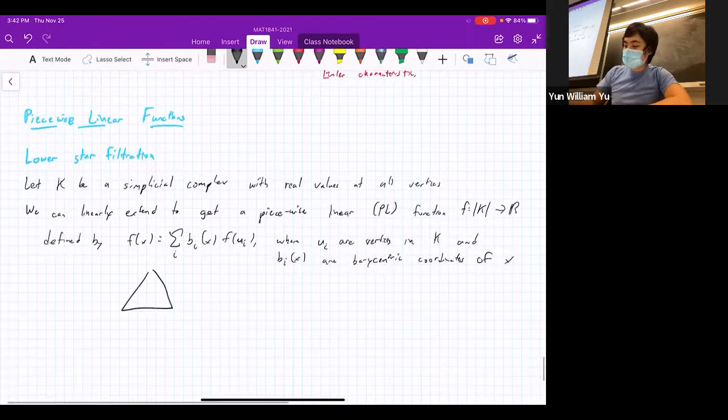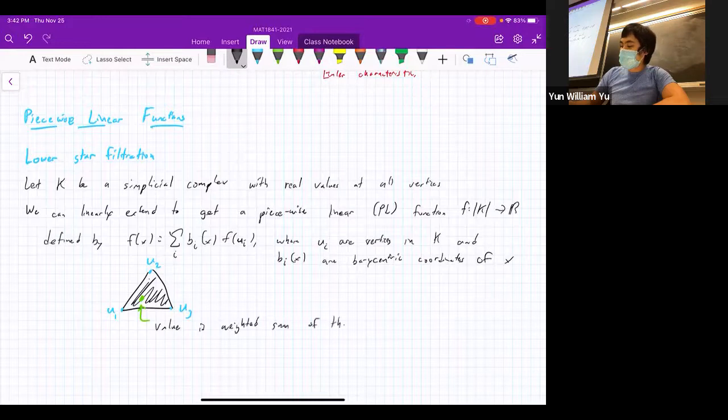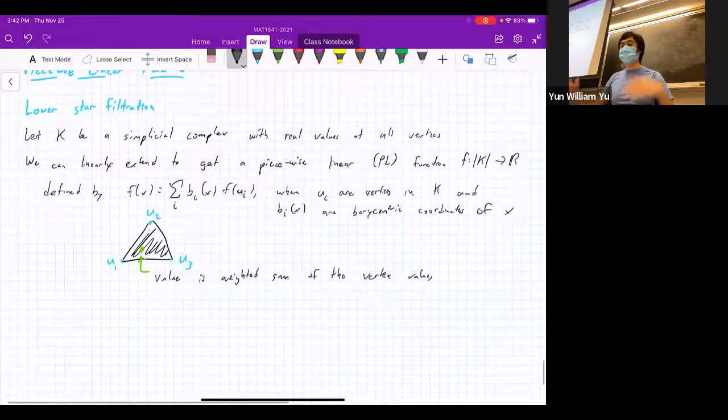Well, we just mean that suppose that this is our simplicial complex. Let's say this is our 2-simplex. We have points u1, u2, u3, and we put values on each of those points. And then all we're saying is that the value at this point here is the weighted sum of the vertex values, depending on how close you are to the vertex. So it's just a linear interpolation of the vertices to get this piecewise linear function over the entire simplicial complex.